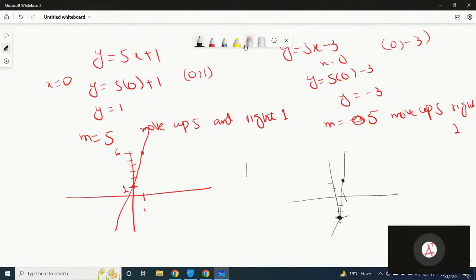Okay, let's just plot the graphs collectively. Okay, let me draw this one. Here you have the point (0, 1) and here you have (1, 6). This is the graph for the equation 5x plus 1. Got it? Now you have to plot the graph. Here you have (0, negative 3), and this one is (1, 2).